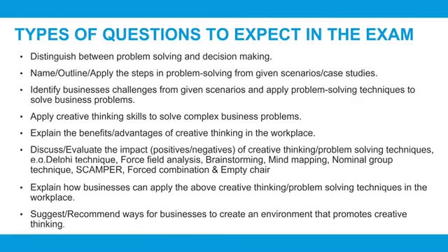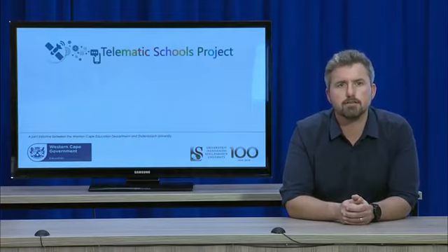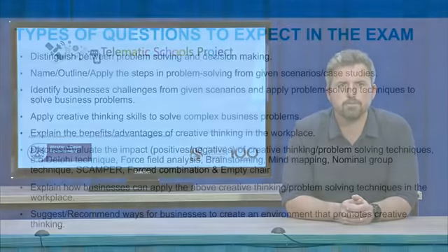The second last one there, explain how businesses can apply the above creative thinking, problem-solving techniques in the workplace. So that's a more application type question. So you'd be looking at a middle order to higher order question over there. Again, look at the mark allocation to guide you in that situation.